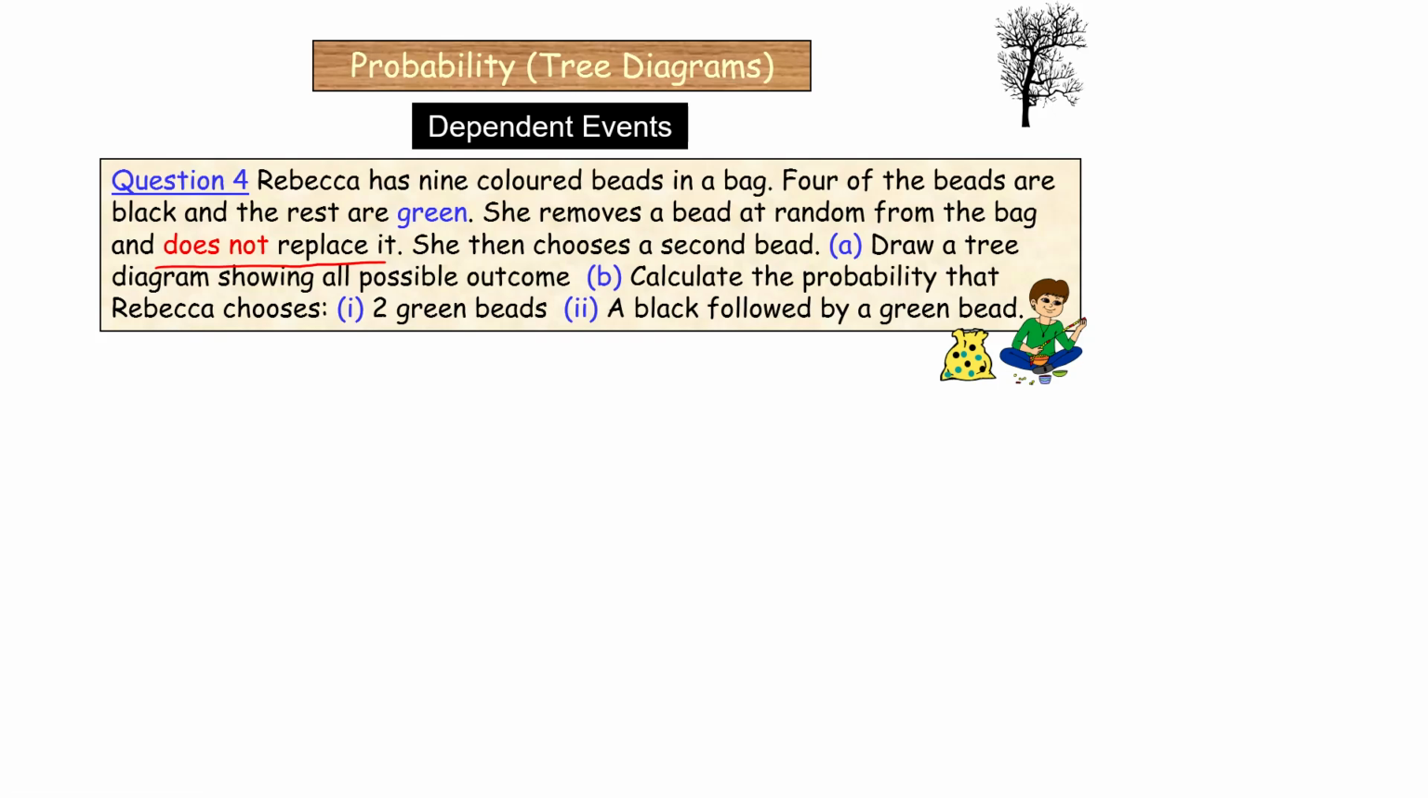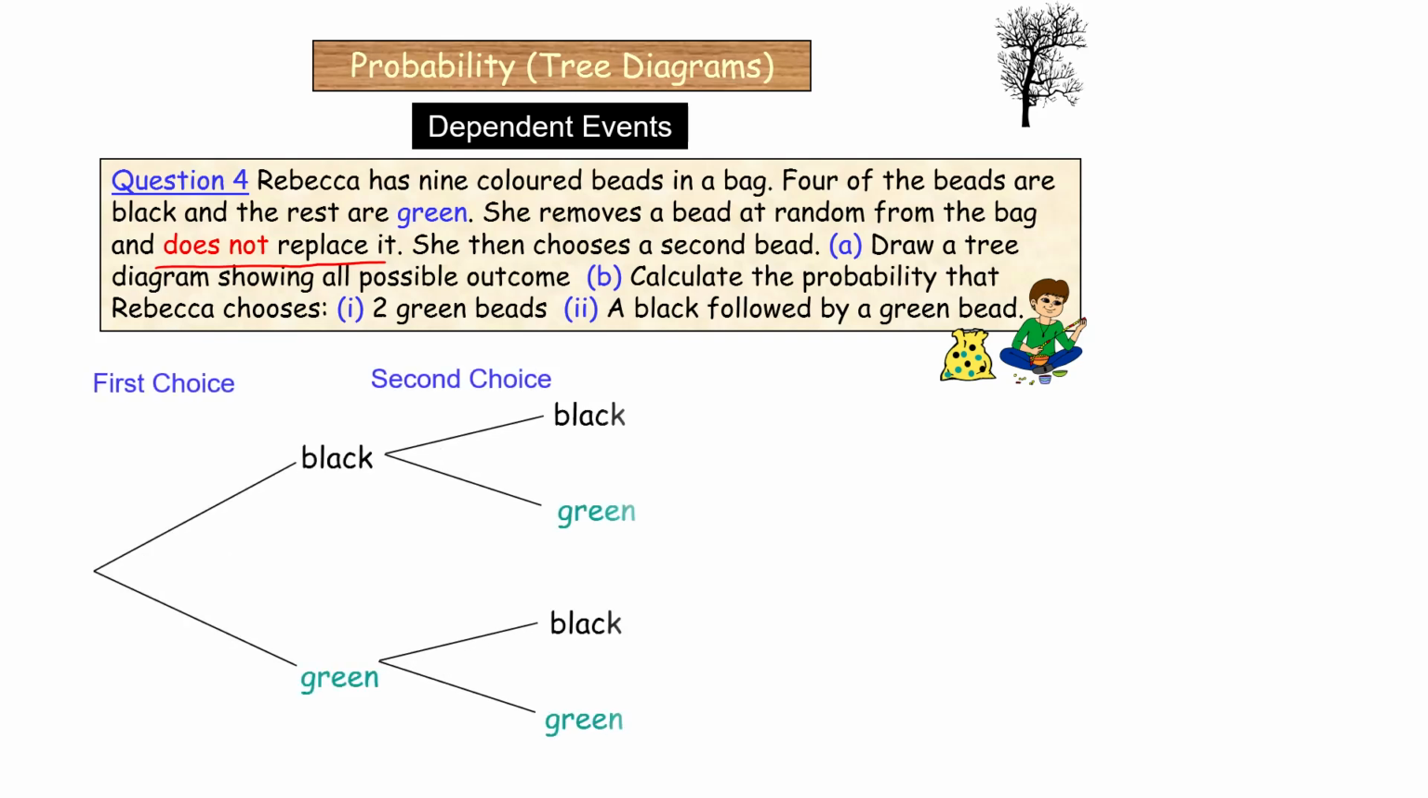So again, in the first instance, it could be a black or a green bead. And then in the second instance, again, it could be a black or a green bead. Now, when she first selects them, there are 9 beads, 4 are black, so the chance of selecting a black bead is 4 out of 9. The chance of selecting a green bead is 5 out of 9.